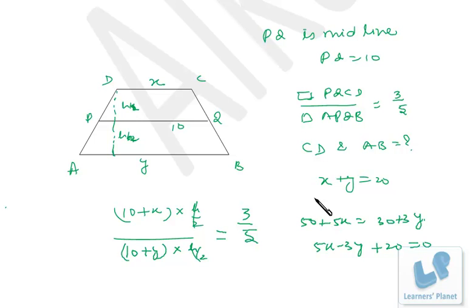If we multiply the other equation by 3, we'll get 3x plus 3y minus 60 is equal to 0. If I add these two, I'll get 8x is equal to 40, that means x is equal to 5. So if x is 5, y must be 15. So this length is 5 and this length must be 15. Very easy to solve once you are conceptually clear. Okay, let's take the next one.